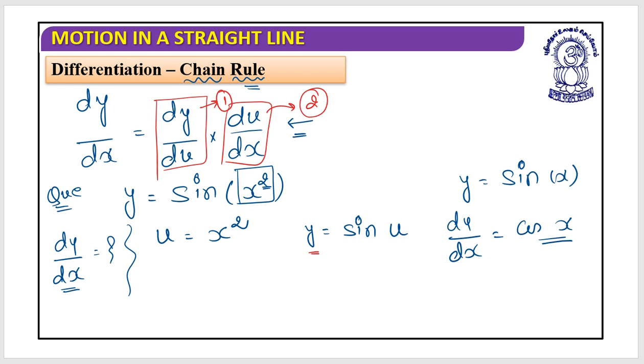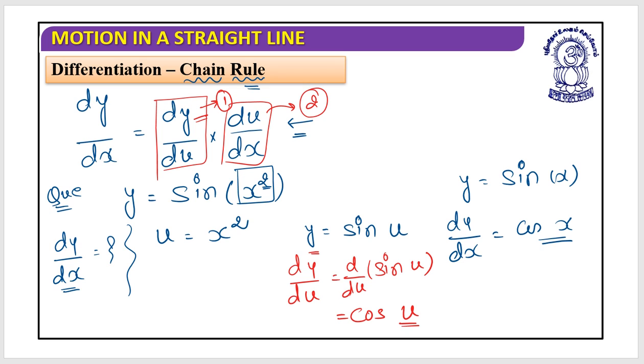Here it is y, so what I should write is dy by du, or I should say d by du of y. So if I write d by du of sine u, tell me what would be the answer. Yes, you are correct, it's cos u. Very good. Now the first task is done and half of the battle has been won.